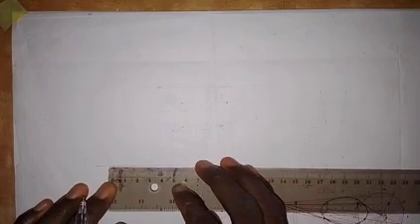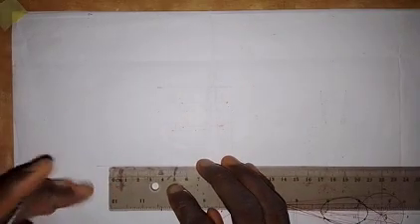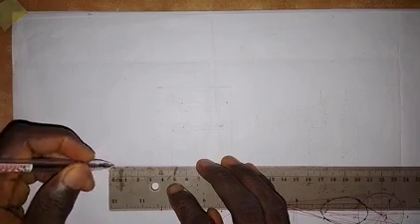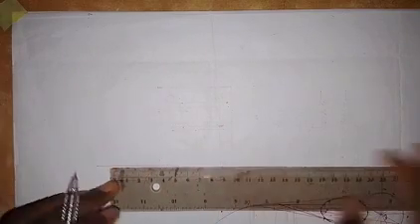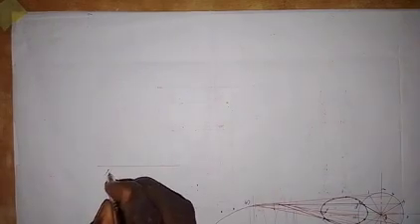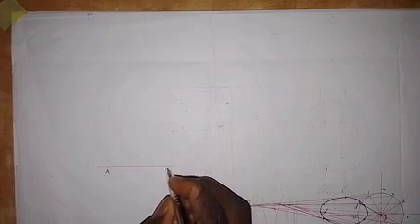Then we are going to take a measurement of 40 millimeters on this line. So this is the first point, and this is the second point. I will label this as point A, and this is point B. So we have it like this.